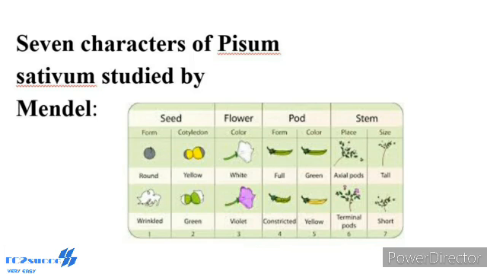7 characters of Pisum sativum studied by Mendel. 4 types of characters: seed, flower, pod, stem. Seed: dominant character round, recessive wrinkled. Cotyledon: dominant character yellow, recessive character green. Then flower: dominant character violet, recessive character white. Pod: dominant character is full, that is inflated, its recessive character constricted. Pod color: dominant character green and recessive character yellow. Stem: dominant character axial pod, recessive character terminal pod. Dominant character tall, recessive character short.